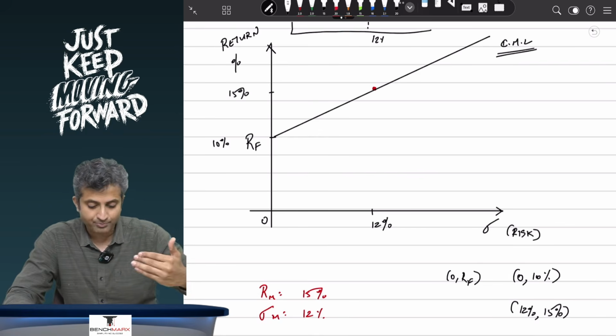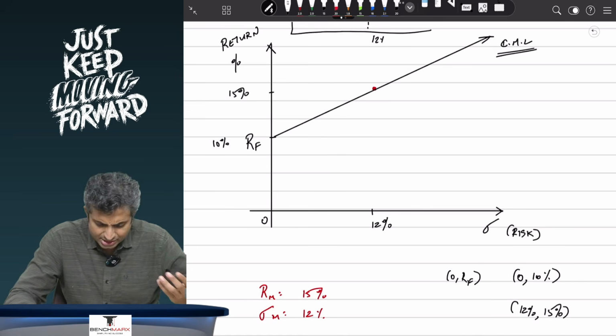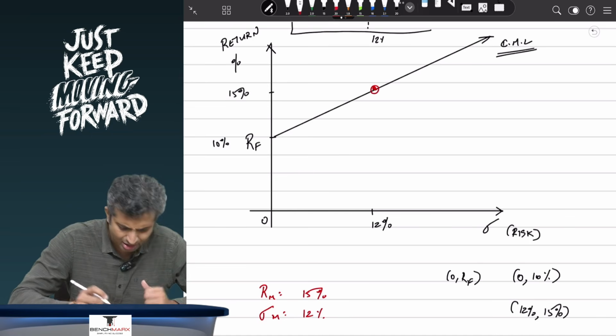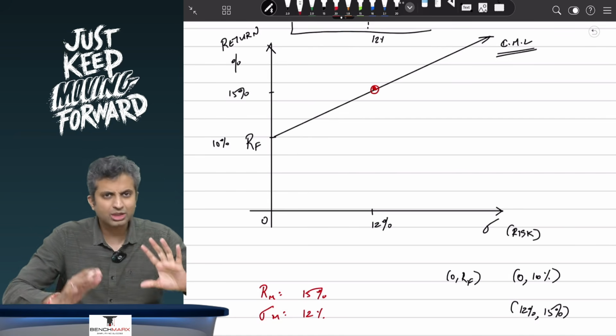And then in case of SML, you have 1, RM. In case of CML, you can have whatever is the standard deviation of the market, RM, and let's say that is coming over here. Now you take this portfolio.